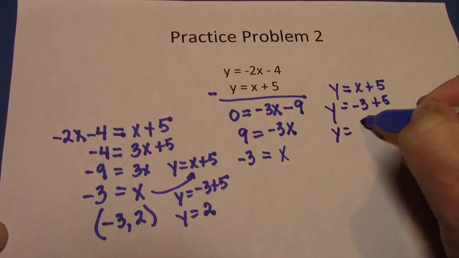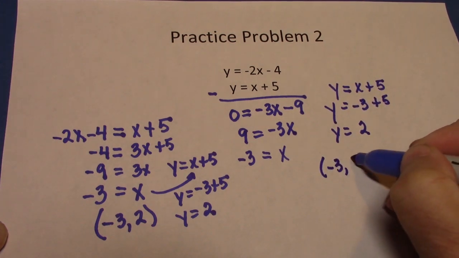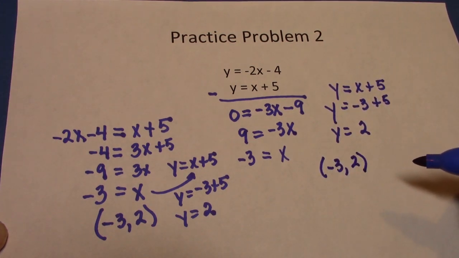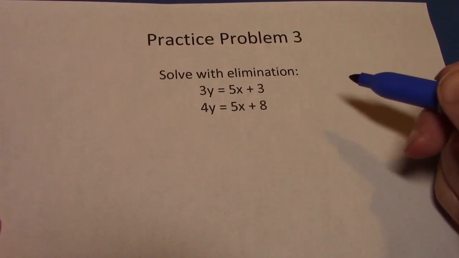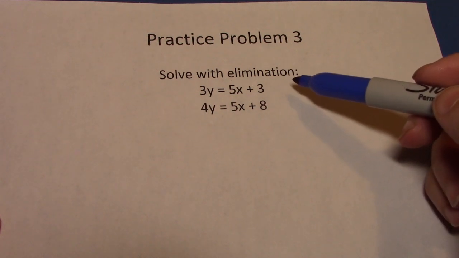Y equals 2. So again, same solution. It's negative 3, 2 is our solution set. Practice problem 3 has two equations here, and they would like us to solve that with elimination.